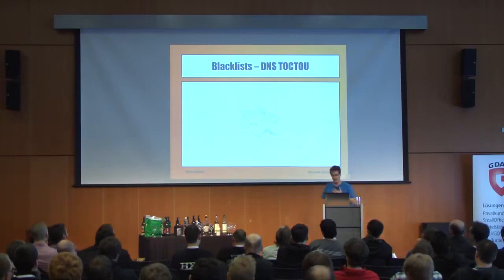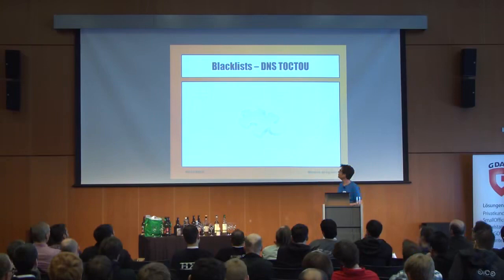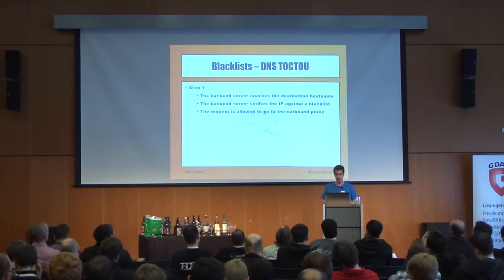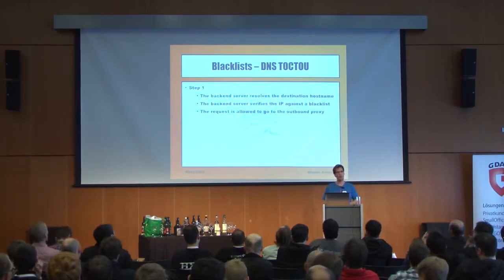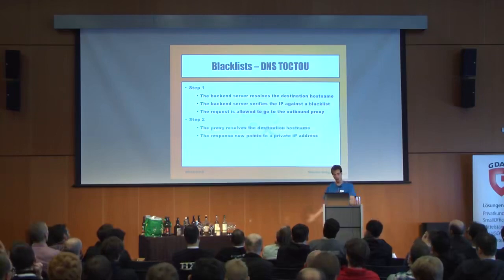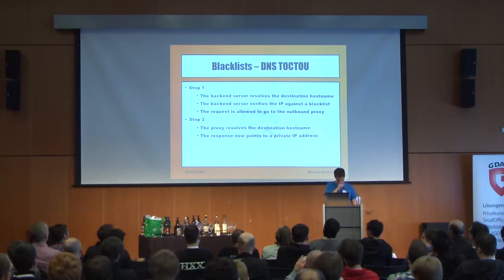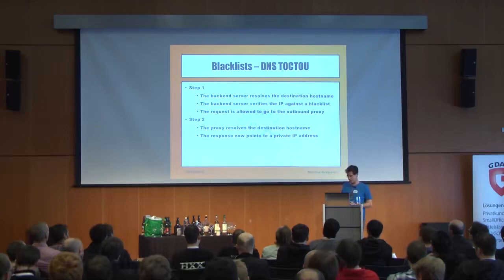Okay. DNS time of use versus time of check. So this is a race condition. Step 1, your backend server will resolve and apply a blacklist. Of course, the IP address is legitimate, so you are allowed to go to the outbound proxy, and the outbound proxy will resolve the destination, and you will reply with a private IP. And of course, given that the blacklist was before on another server, you will access the private IP address.